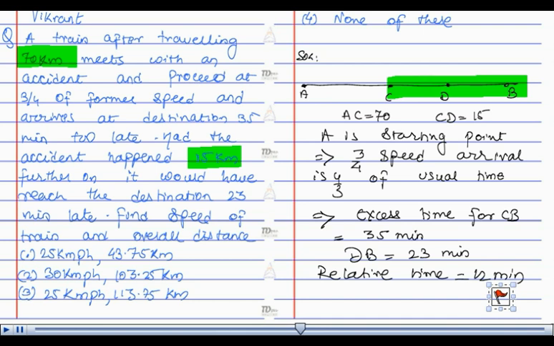This particular time is very important because now 12 minutes is 1/3 of the usual time. So the usual time taken is 36 minutes. Now in 36 minutes, the total distance traveled, that is CD, will be 15 kilometers, and in 60 minutes the distance traveled will be 15 upon 36 multiplied by 60, that will give you 25 kilometers.